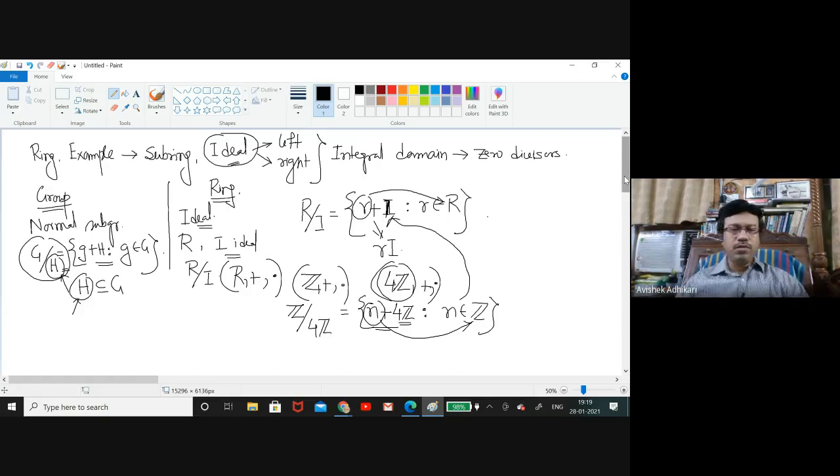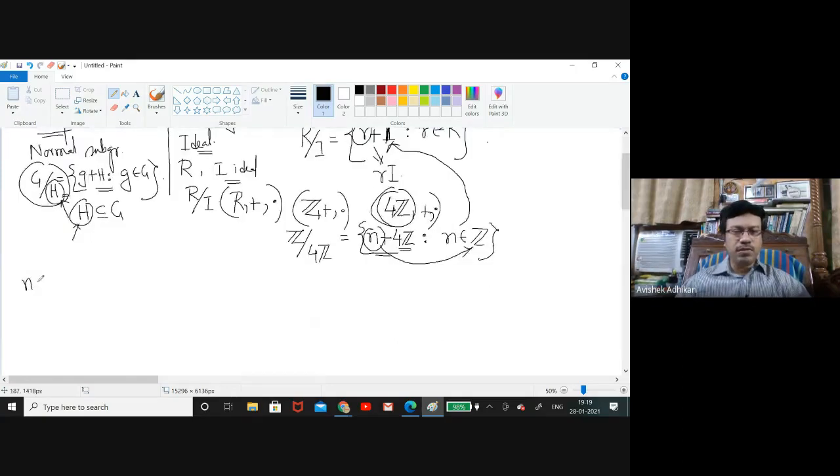So if you see here the detailed structure of n plus 4Z, how it looks like. So n plus 4Z, this is one element, and the collection of all such elements. Now just have a look at how this one element looks like. This is nothing but n plus 4k such that k belongs to Z. That means this one element actually stands for a set.